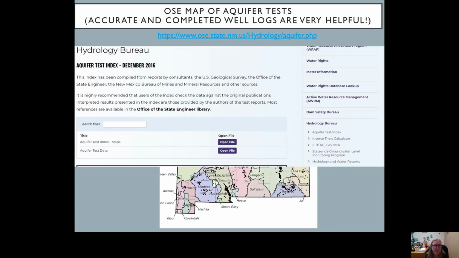We have an OSE map of aquifer tests, so any other aquifer tests that you provide become part of this database, and well drillers can look to this map to see if there's been any previous aquifer tests done in an area if they've never drilled before. And this information is accessible. The index to the aquifer tests and the data is on our website under the Hydrology Bureau.